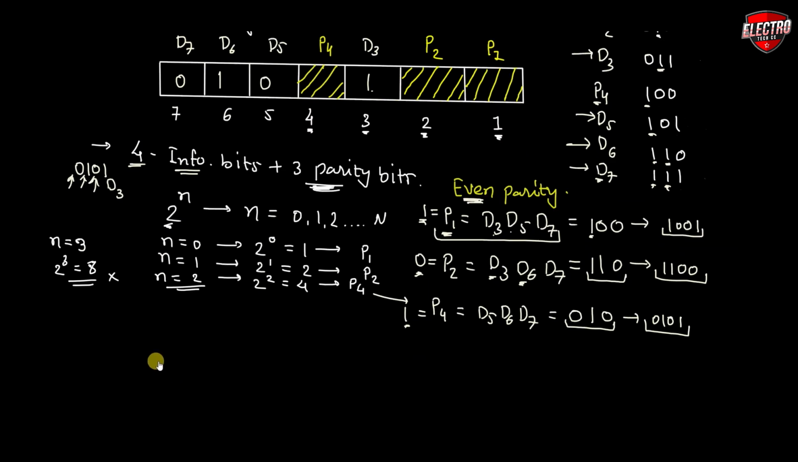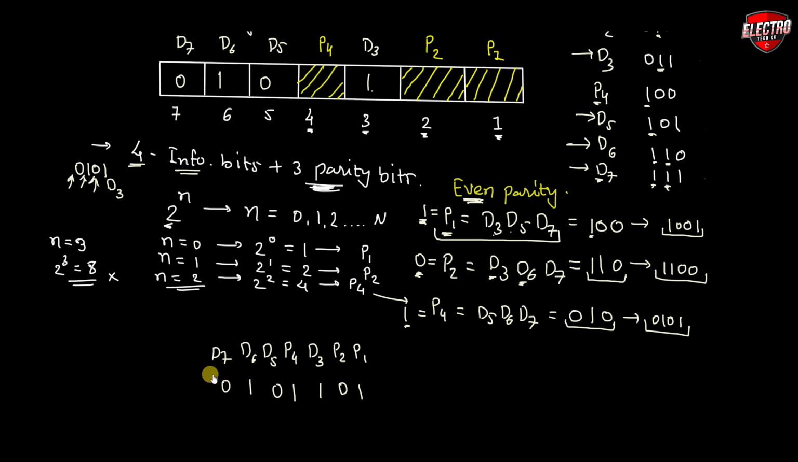So our final message signal is given as P1, P2, D3, P4, D5, D6 and D7. Parity bit 1 is equal to 1. Parity bit 2 is equal to 0. D3 in our message signal is equal to 1. P4, that is a parity bit, is equal to 1. D5 is equal to 0. D6 is equal to 1 and D7 is equal to 0.